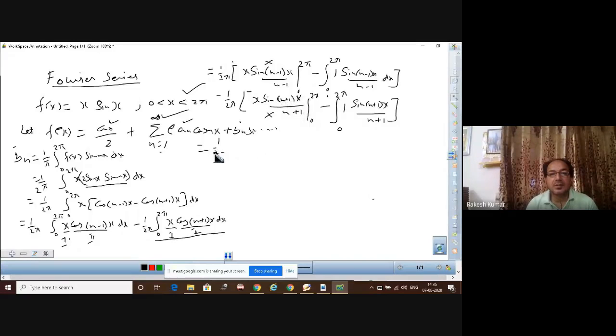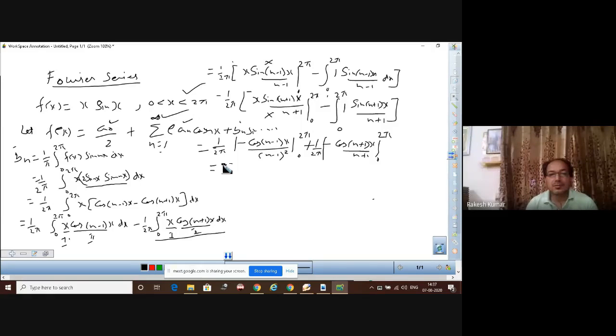You get 1 upon 2 pi, integrate sine again. That comes out to be minus cos (n minus 1)x upon n minus 1. N minus 1 is already there, so one more n minus 1 will give you (n minus 1) square. Now you will substitute the limits 0 to 2 pi. Similarly, this is a minus and this is a minus, so this comes out to be plus. Integration of sine is minus cos (n plus 1)x over n plus 1 within the limits 0 to 2 pi. And outside there is 1 upon 2.